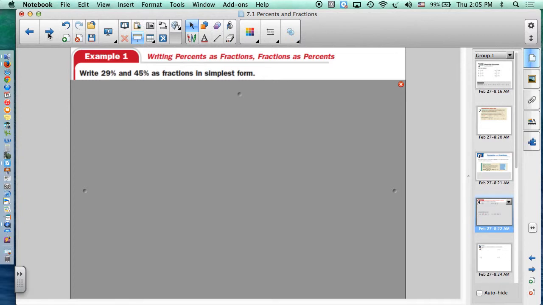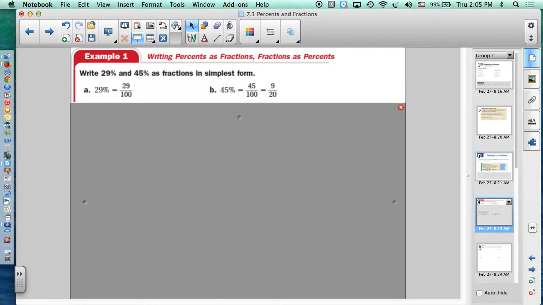One of the things we need to be able to do with percents is to take a percent and write it as a fraction. And again, with fractions, we always want to leave our answer in simplest form. So a couple of examples we'll look at would be 29% and 45%. Well, because they are percents, we want to write them over 100. So 29% is simply 29 over 100. Since 29 and 100 don't have any common factors, it cannot be reduced.